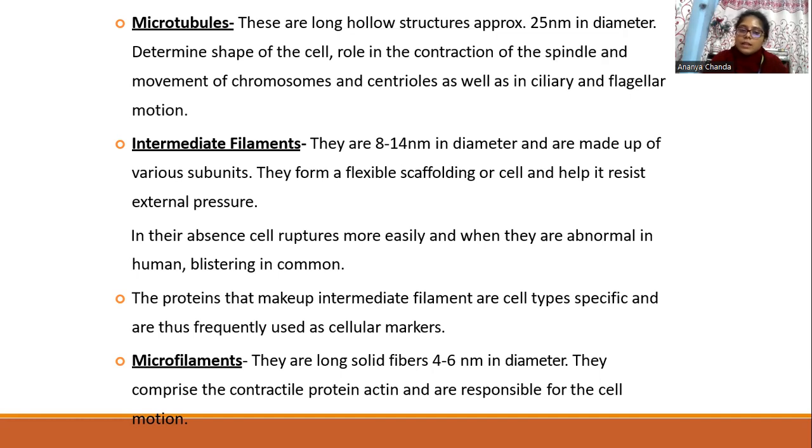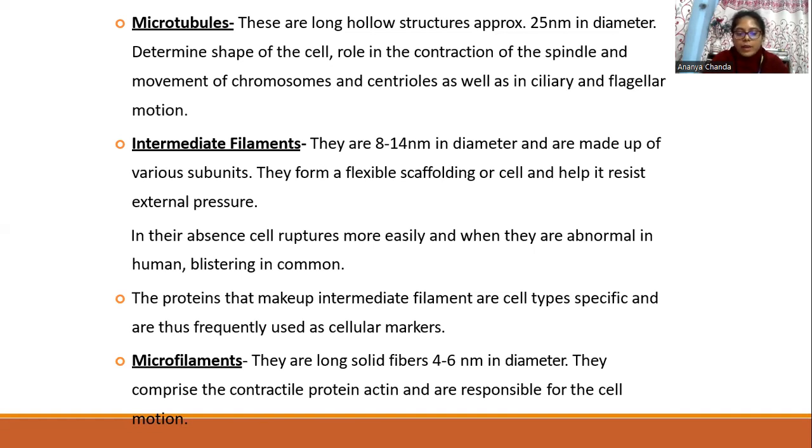Then comes the intermediate filaments. The diameter is 8 to 14 nanometers and they are made up of subunits. They form a flexible scaffolding in the cell and help in resisting external pressure. In their absence, the cell can rupture more easily, and when they are abnormal in humans, blistering is common.